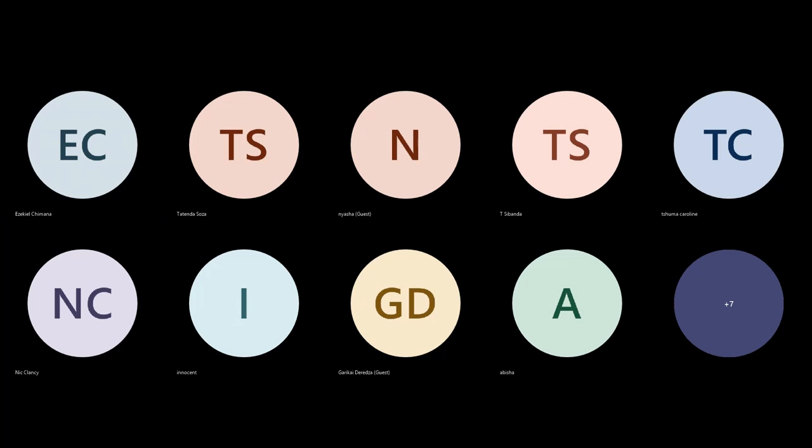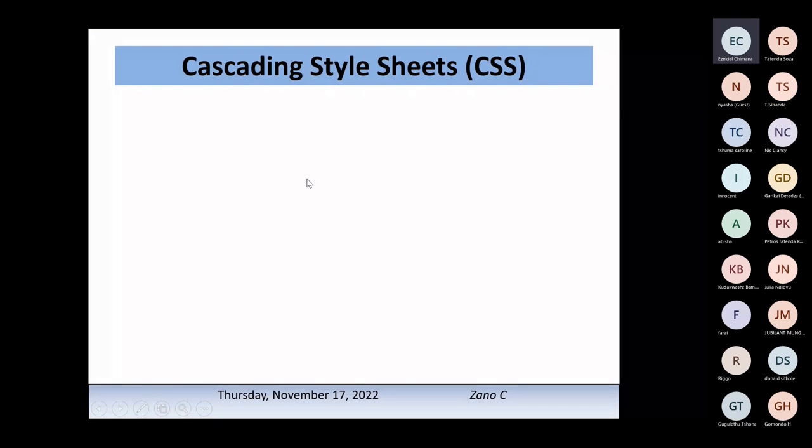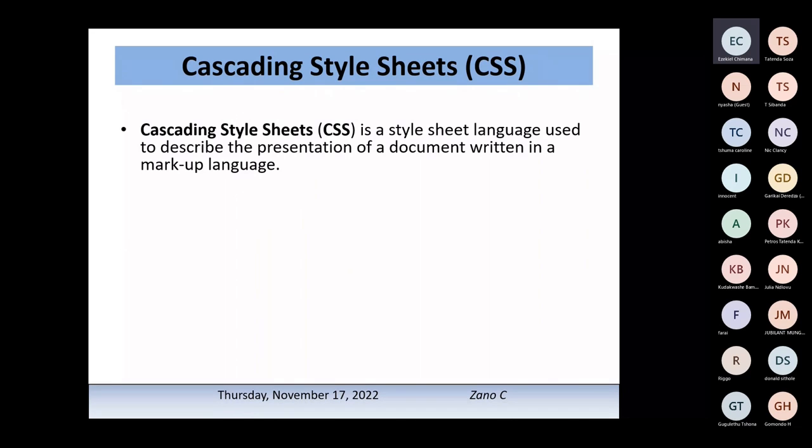CSS. So let's talk about cascading style sheets. Cascading style sheets, which is CSS, is a style sheet language used to describe the presentation of a document written in a markup language. We use it to describe the presentation of HTML, which is the hypertext markup language.